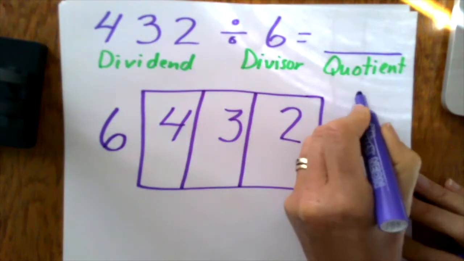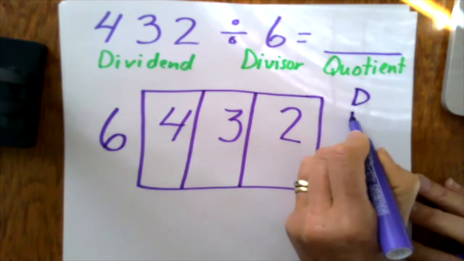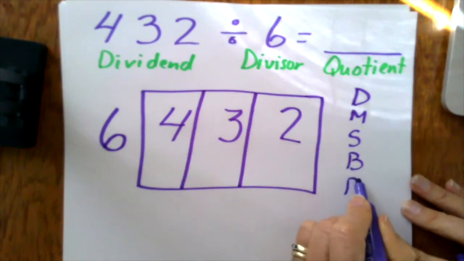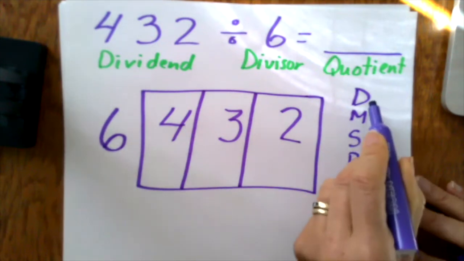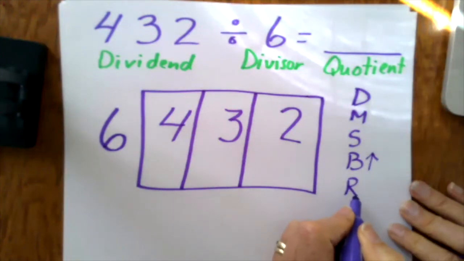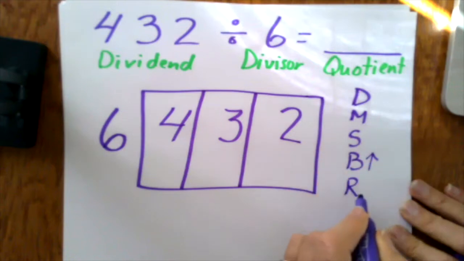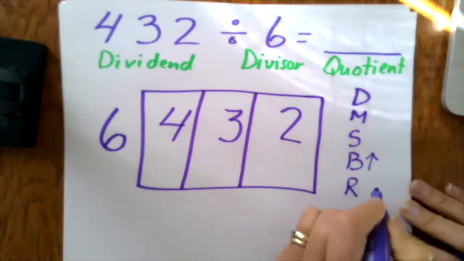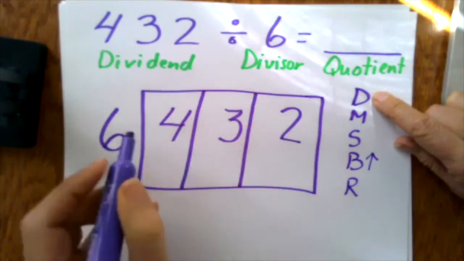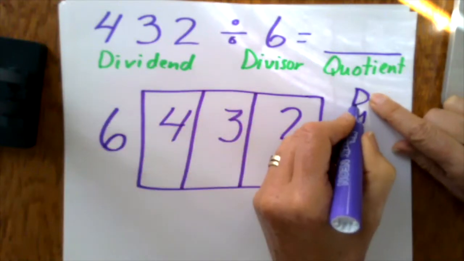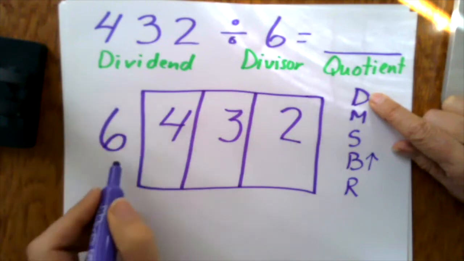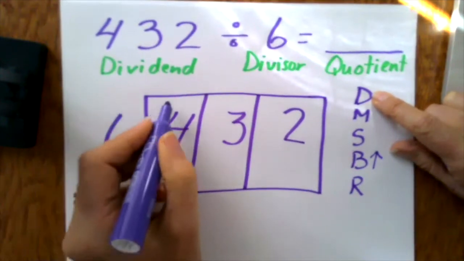And then you write your mnemonic: daddy, mother, sister, brother, over, which stands for divide, multiply, subtract, bring up, repeat. All right, so you're going to use this like a code or like a recipe, and it will show you how to solve this problem. So the first thing it says is divide. When you divide, you ask yourself how many. So I'm going to say how many sixes are there in 4?